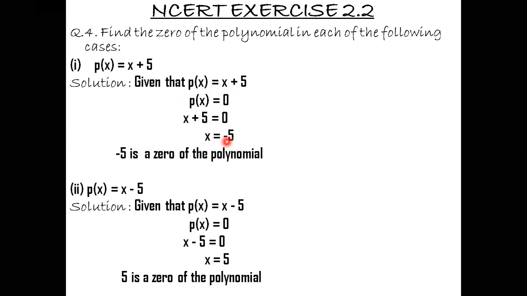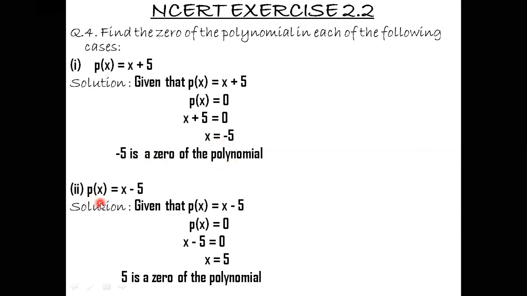You can also verify this. Take this given polynomial and replace x by minus 5. You'll get the answer as 0. So you can also verify if you want to do that. So x is equal to minus 5 is the 0 of the polynomial.